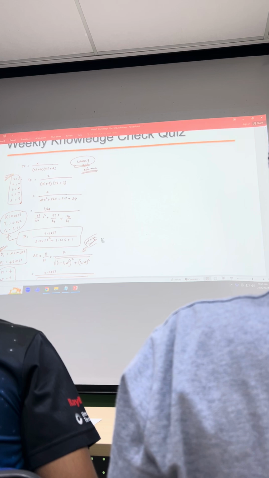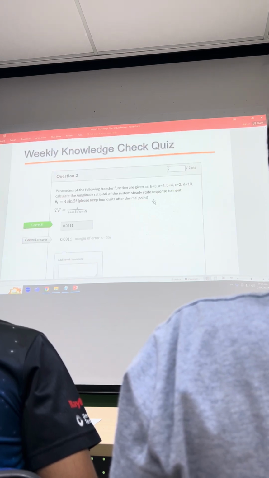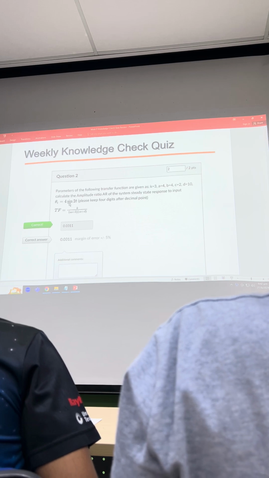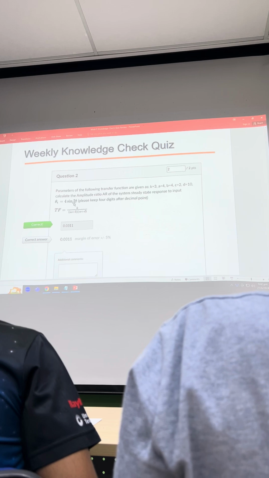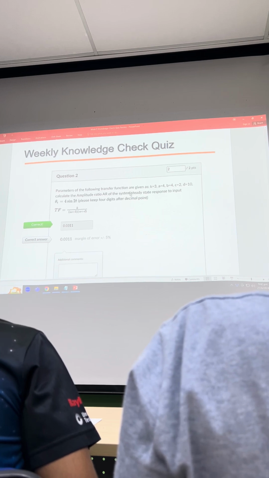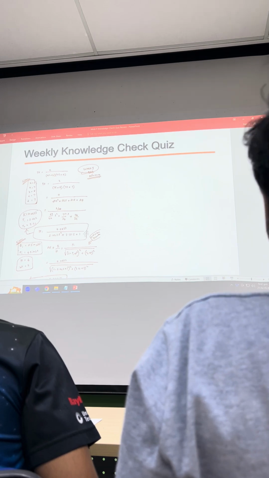Okay, let me go back to previous questions. You see, like there's a 4 sine 2t. 4 is nothing but the H value, 2 is nothing but the omega value. Okay, part of the values will be here and part you need to look on here.